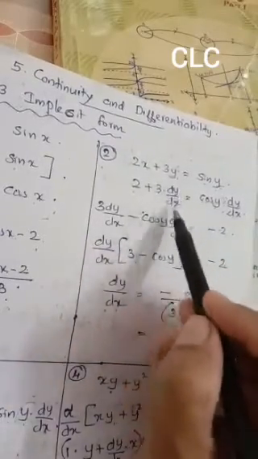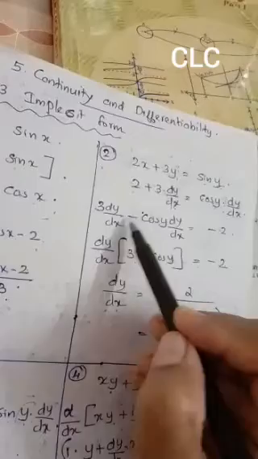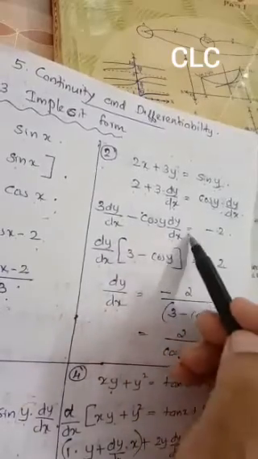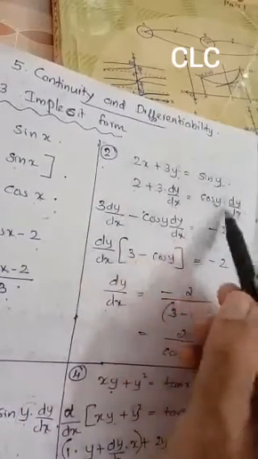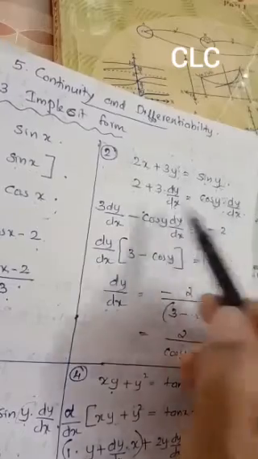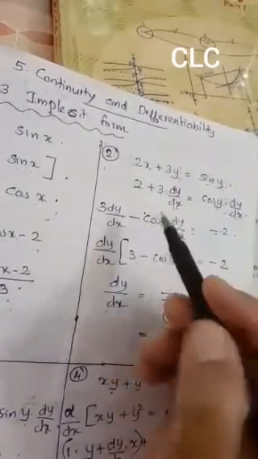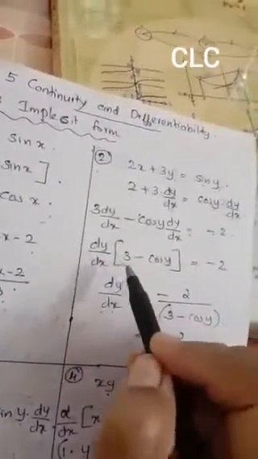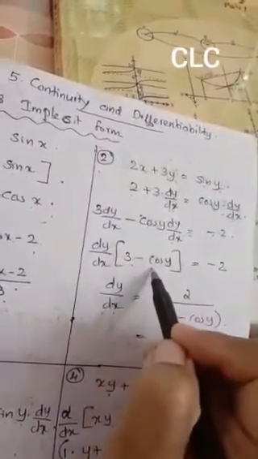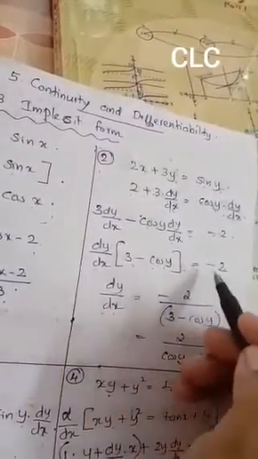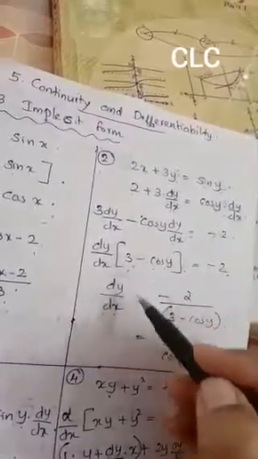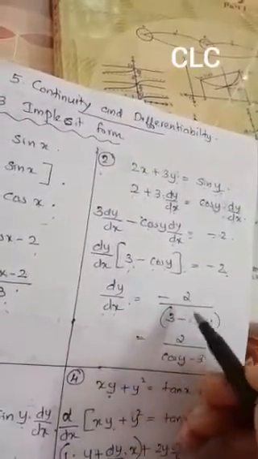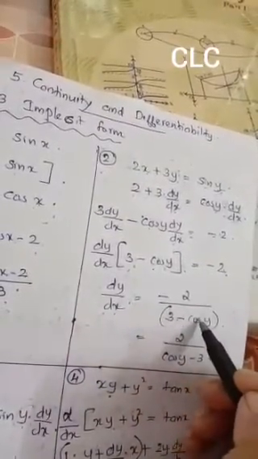So 3 dy by dx minus cos y dy by dx is equal to, 2 will go to the other side, it will become negative 2. Now take dy by dx common. So what will we get? dy by dx into 3 minus cos y is equal to negative 2. So dy by dx is equal to negative 2 divided by 3 minus cos y.